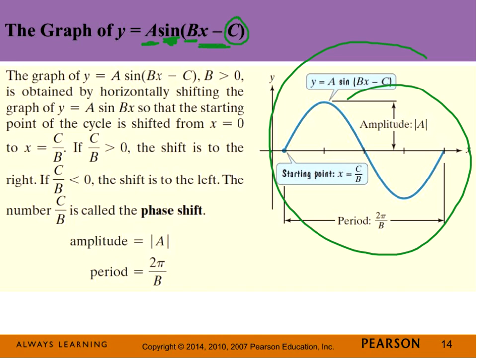So we can figure out that when we've subtracted some value on the inside of the function, that shift is equivalent to C over B. If that value of C over B is greater than 0, then it shifts right. If C over B is less than 0, then it shifts to the left. And this is called a phase shift. So like I said, we're just adding another step into this process, which is a movement in the horizontal direction of the function.